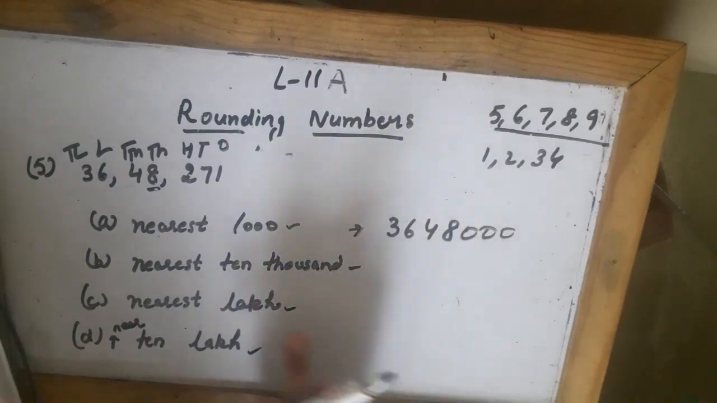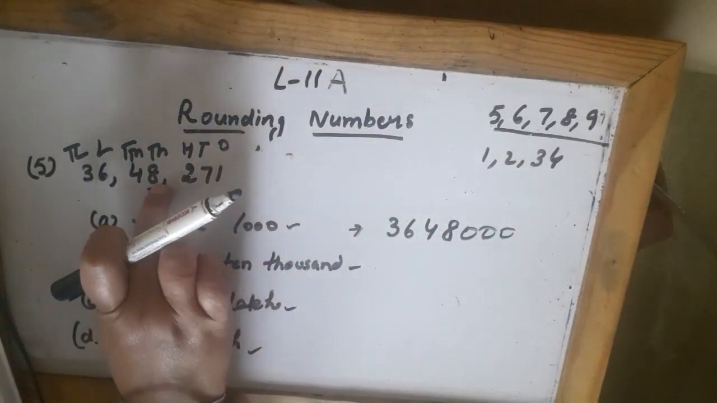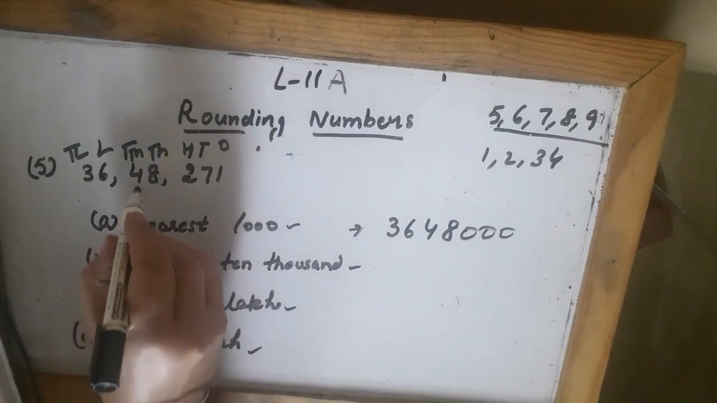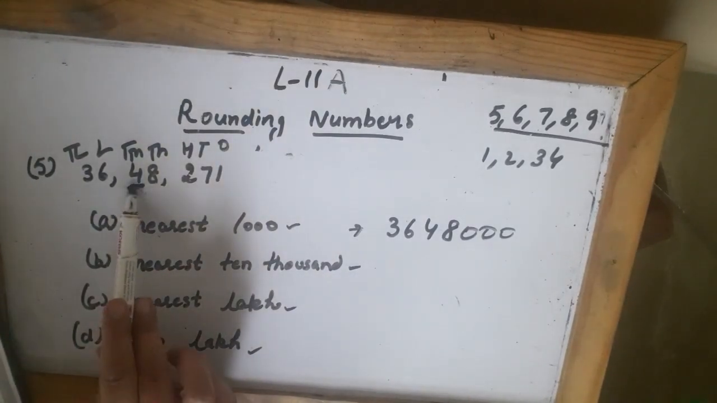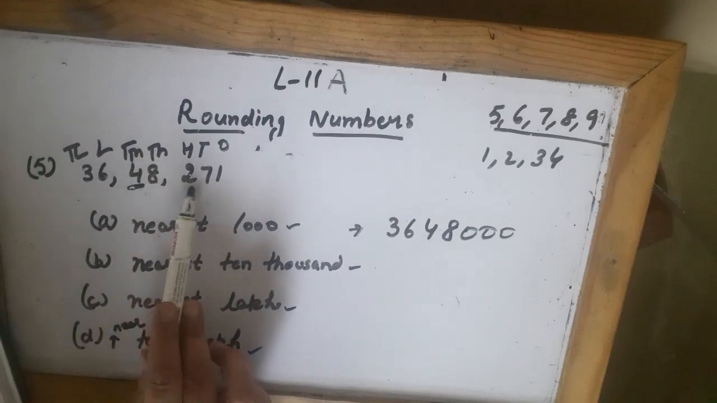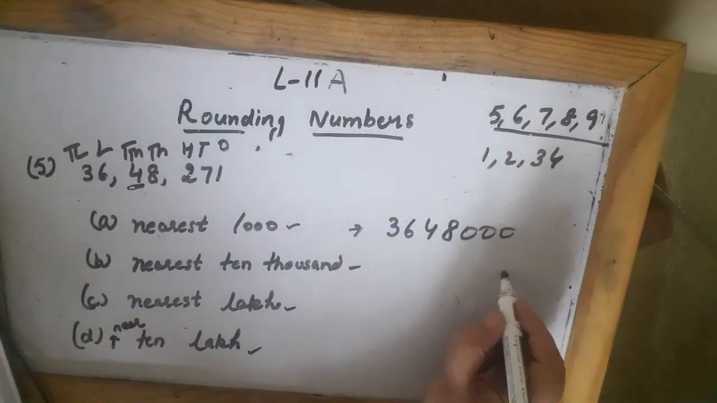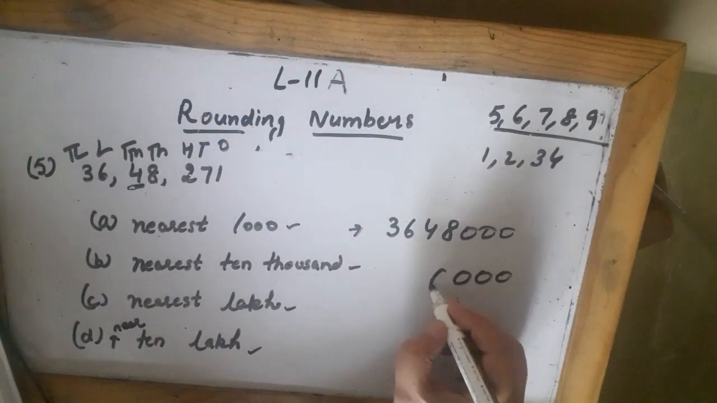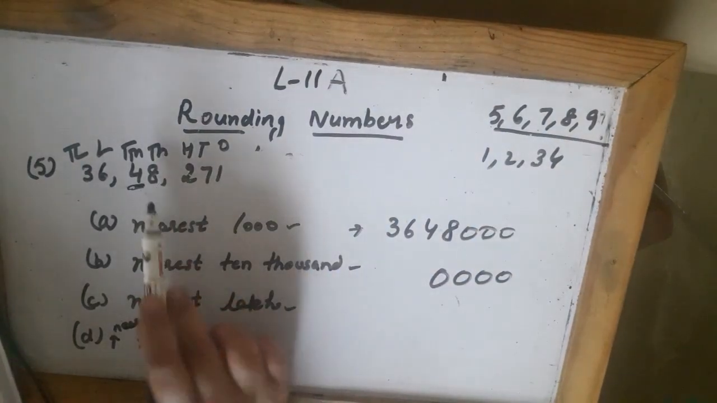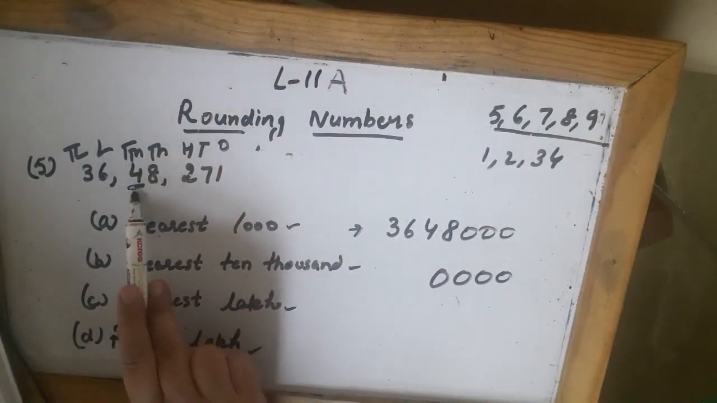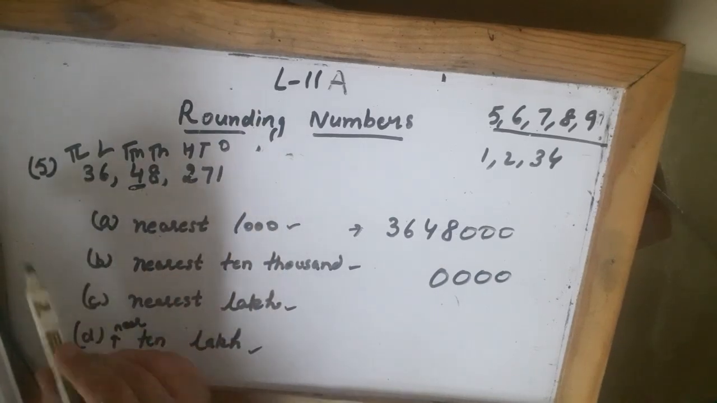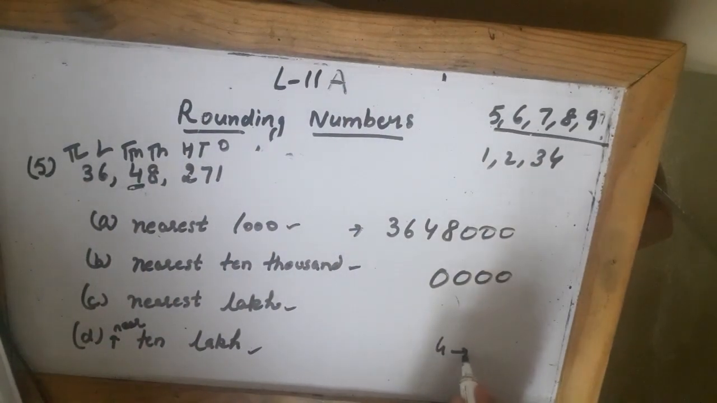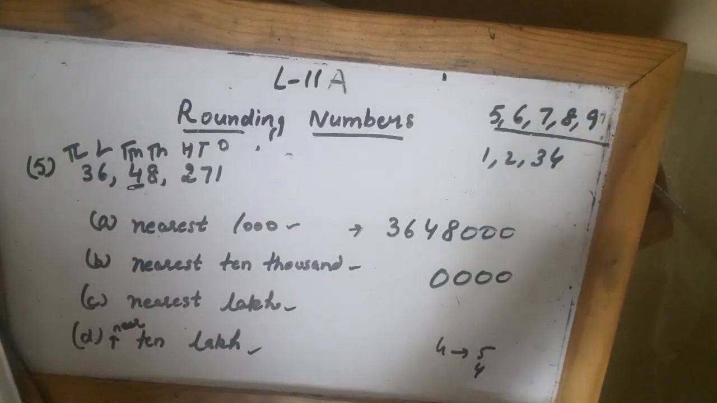Now they are saying near 10,000. So I'll mark the place 10,000. The digit at the 10,000 place is 4. Now the next all the digits will become 0. Ones place, tens place, hundreds place, thousand place will become 0. Now we have to decide about the digit at the 10,000 place. Either it will change to the next digit, either 4 will become 5 or 4 will remain 4 only.